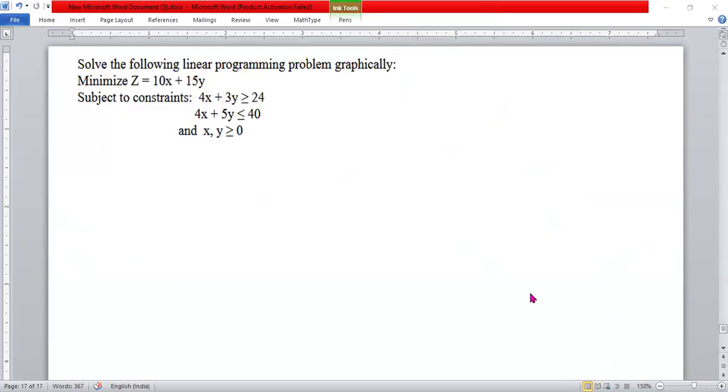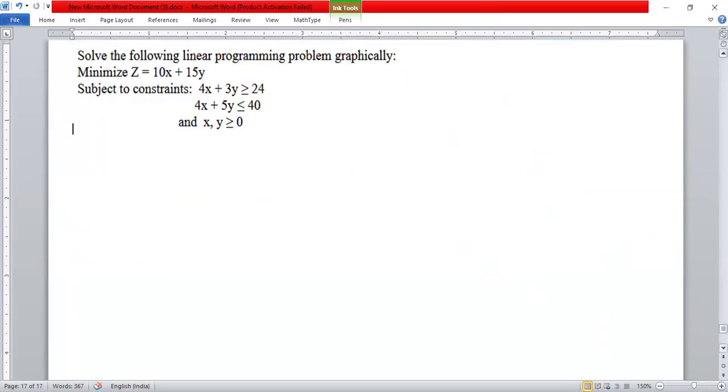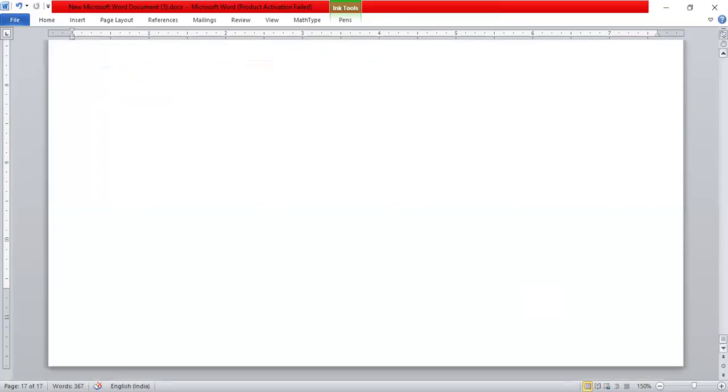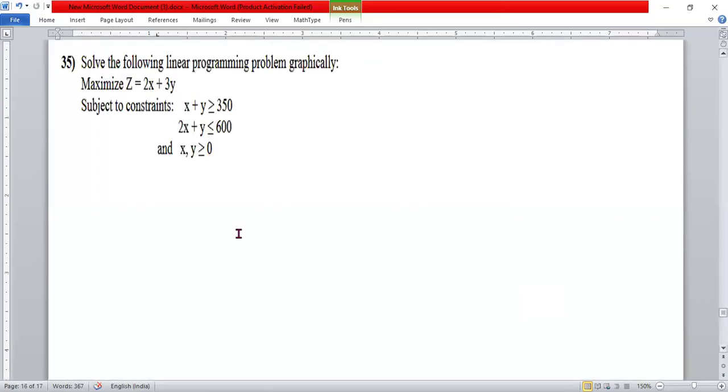Yes. Model 3 paper. So question number 35. Question number 35. So this is the problem. Maximize Z is equal to 2x plus 3y subject to constraints x plus y greater than or equal to 350 and 2x plus y lesser than or equal to 600, x, y greater than or equal to 0. This is 1 and this is 2 and this is 3.